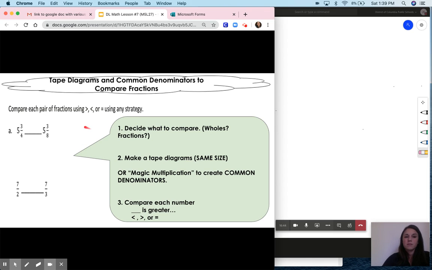All right, so compare each fraction using the different symbols here. Here are our steps. It's actually less steps, so it's faster. That's what I was telling you in the beginning of this lesson. It's a faster way to do it.